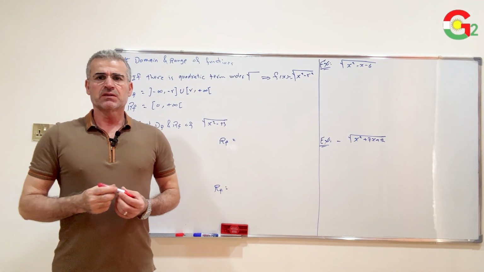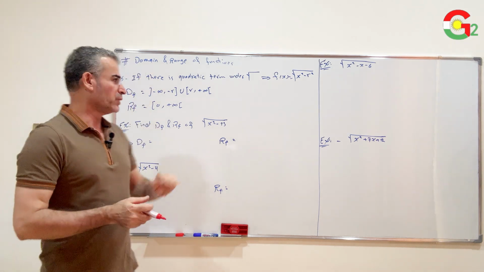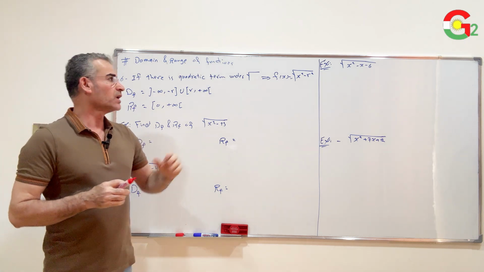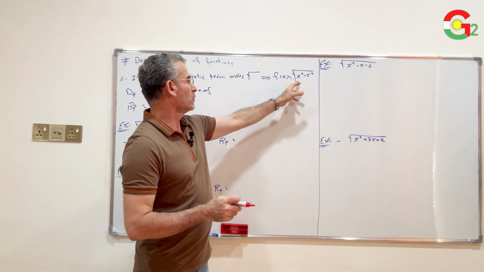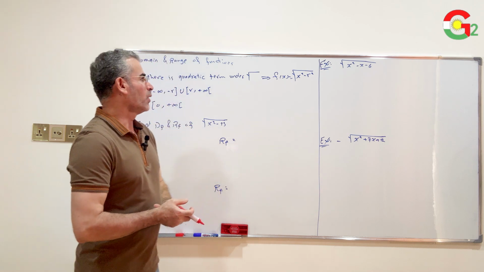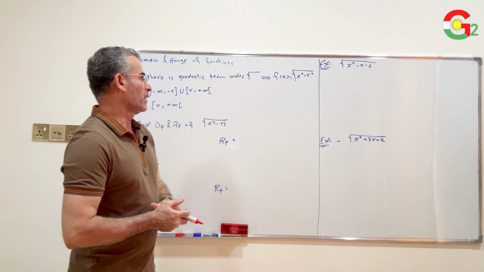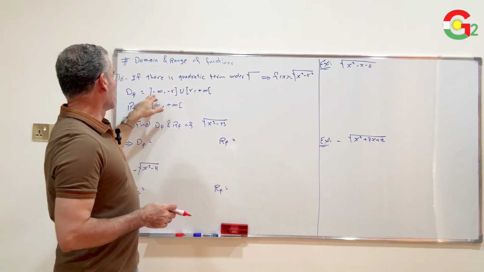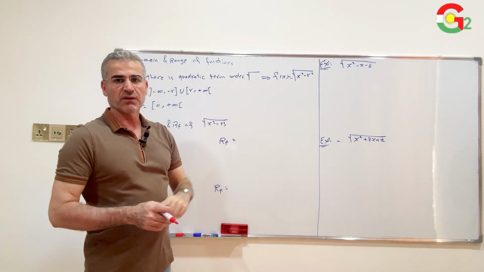Hello everyone. In this tutorial I will complete the topic of domain and range of a function. We reach number 6. If there is a quadratic function under a square root, like f of x equals x squared minus r squared, where r here is a real number, then the domain of this function is negative infinity to negative r union r to positive infinity.